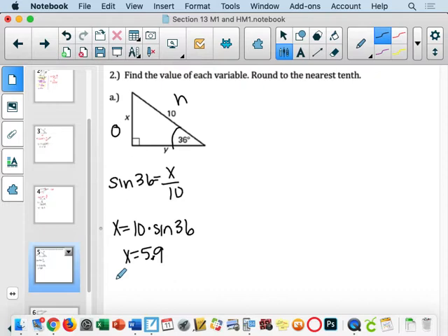And then to solve for y, I'm still using this 36 degrees, but now y is my adjacent. I'm still going to use the 10, the hypotenuse here. So adjacent and hypotenuse, I need to use cosine of 36. So cosine of 36 equals y over 10 this time.